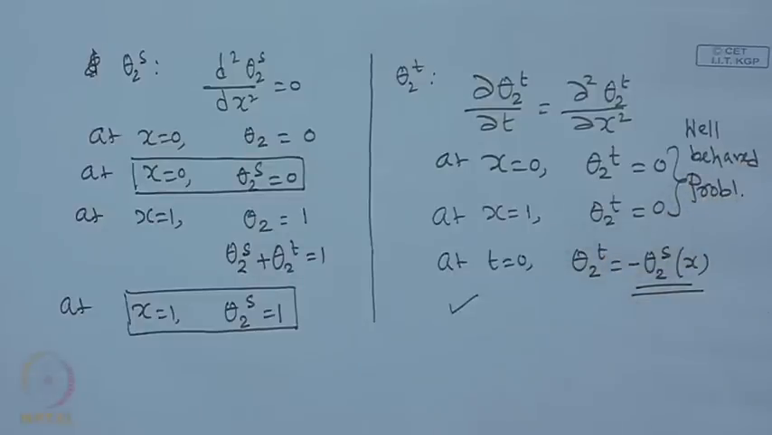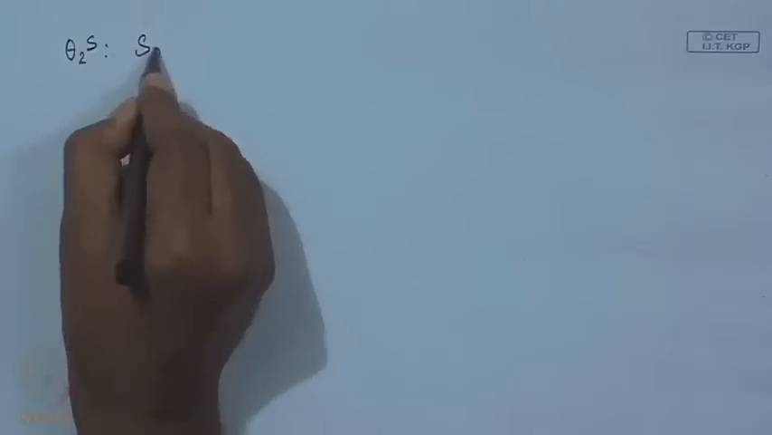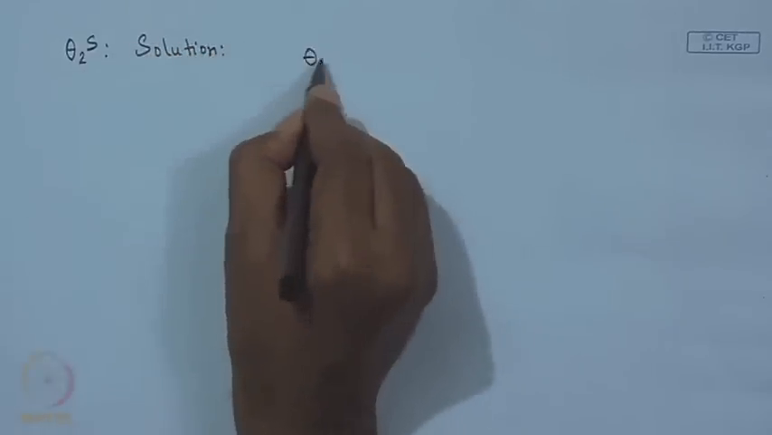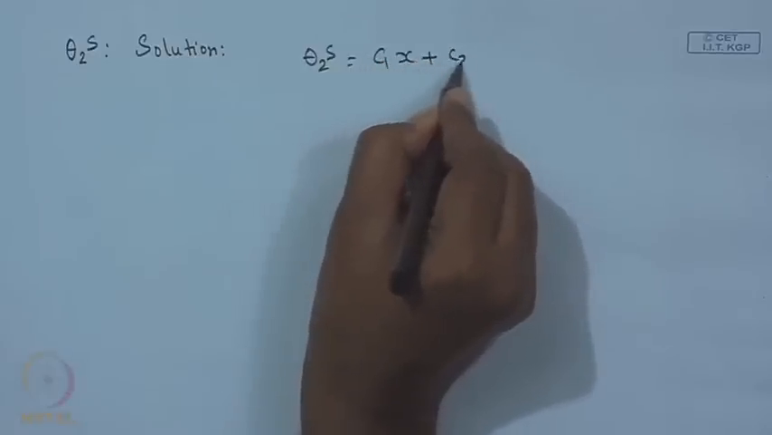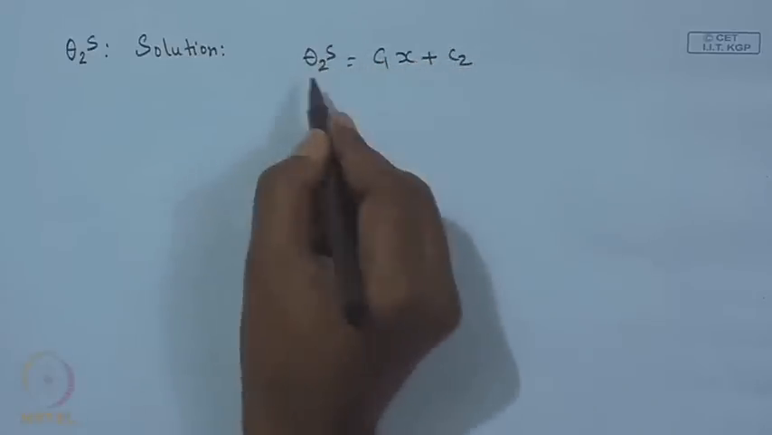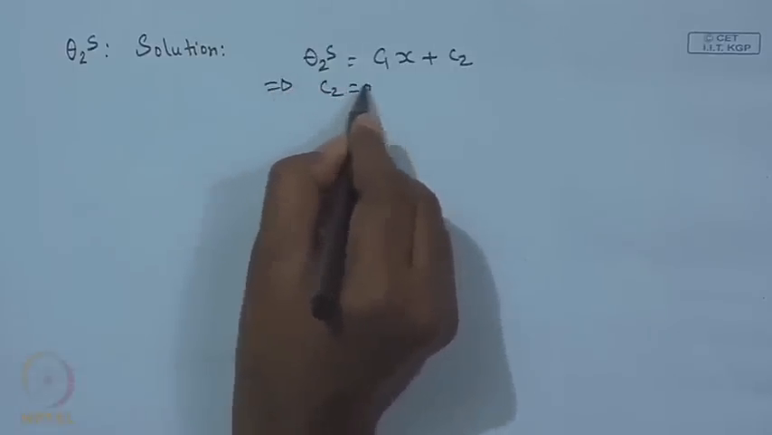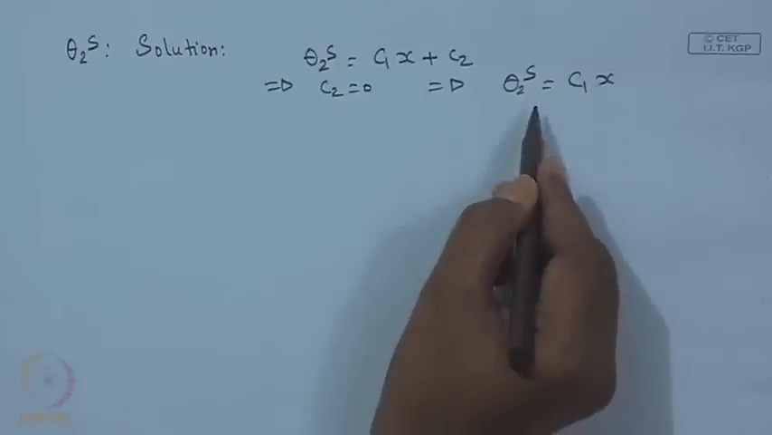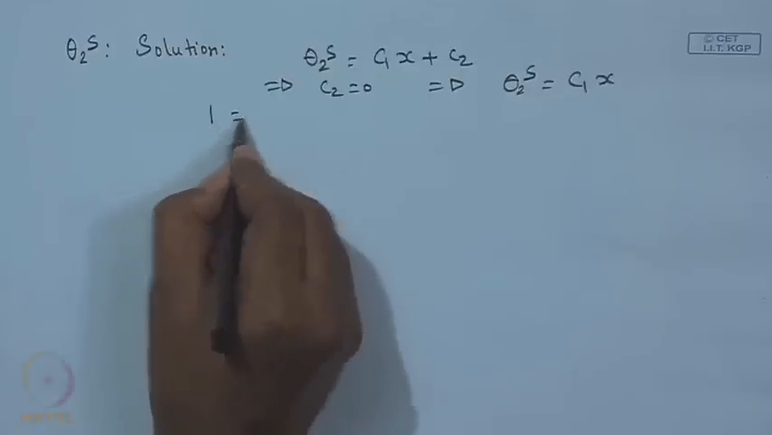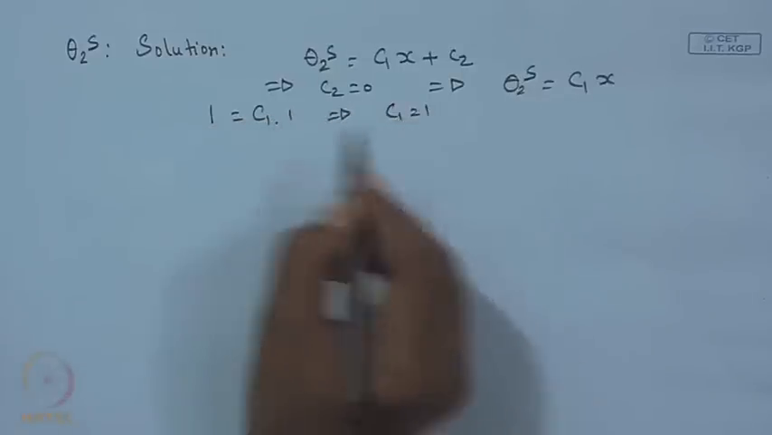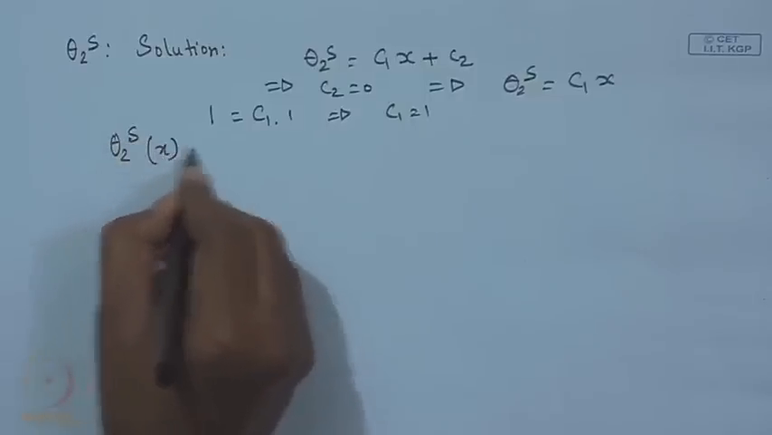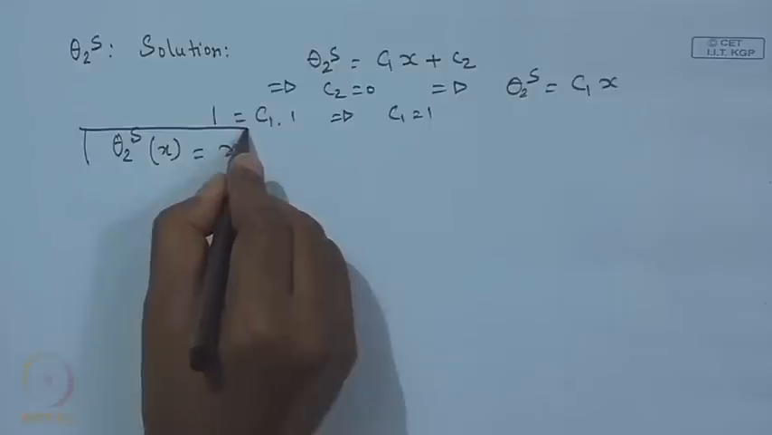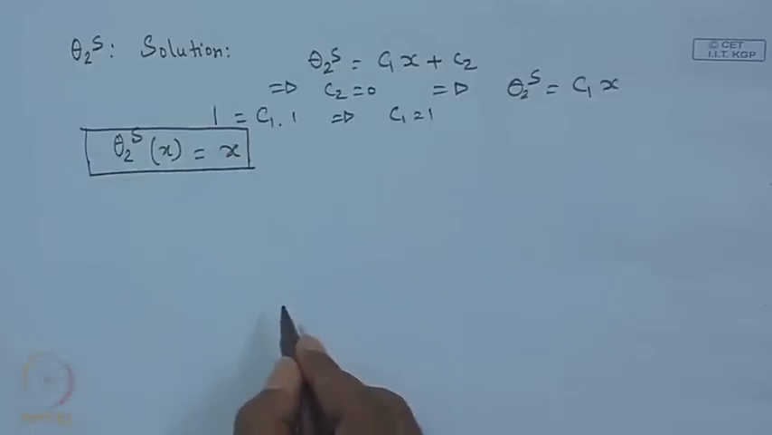Now, we solve this problem completely, I think that will be important. We first get the solution of the space varying part, theta 2 s. The solution of theta 2 s is nothing but c 1 x plus c 2. At x is equal to 0, theta 2 s is equal to 0, that means c 2 is equal to 0. So, that gives theta 2 s is equal to c 1 x, and at x is equal to 1, theta 2 s was 1. Therefore, 1 is equal to c 1 times 1, so c 1 is equal to 1. So, the steady state solution is given as x.